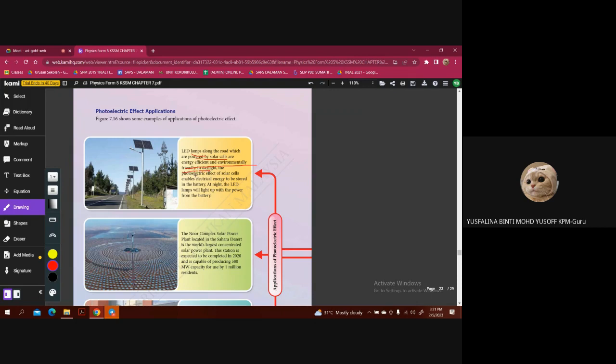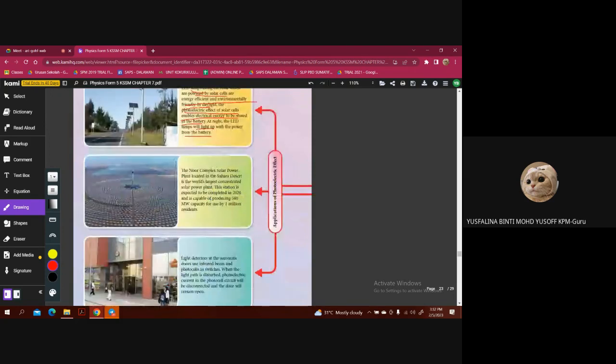So in daylight, the photoelectric effect of the solar cell enables electrical energy to be stored in the battery. So it's the same as the solar car, right? They absorb the light energy during the daytime. Then at night, when there is not enough light intensity, they will use the energy inside the battery. At night, the LED lamp will light up with the power from the battery.